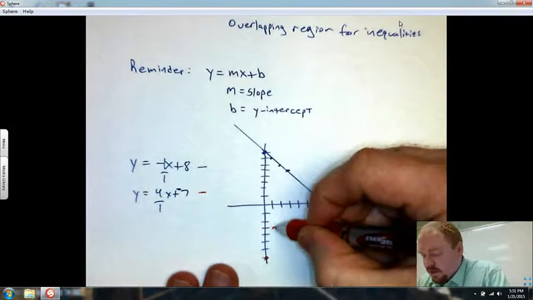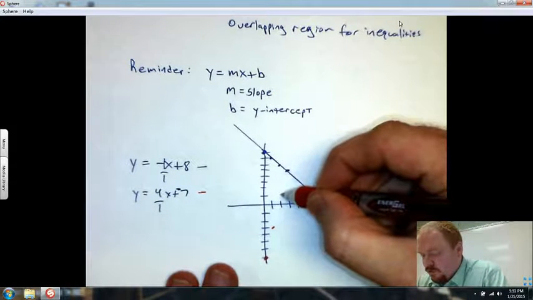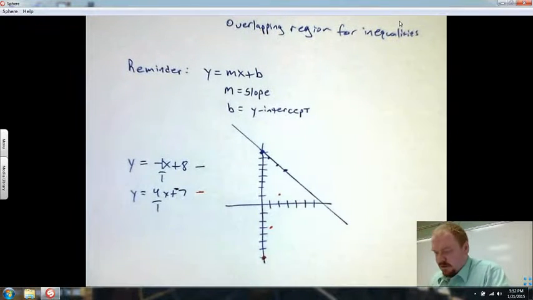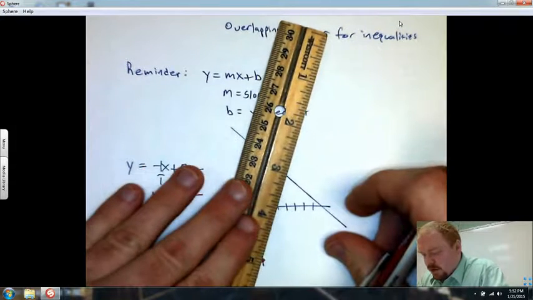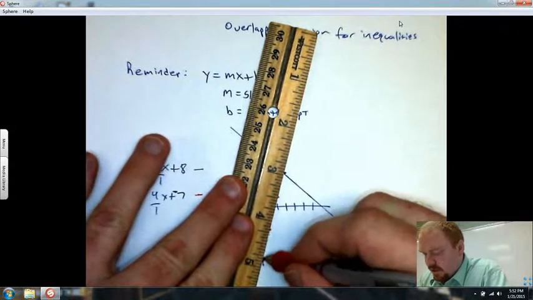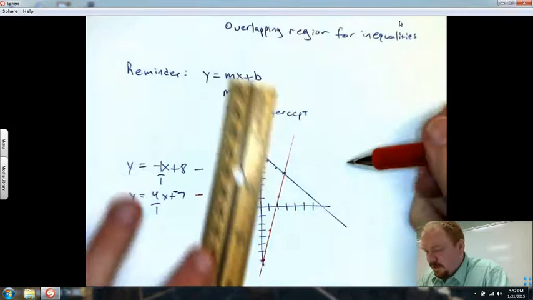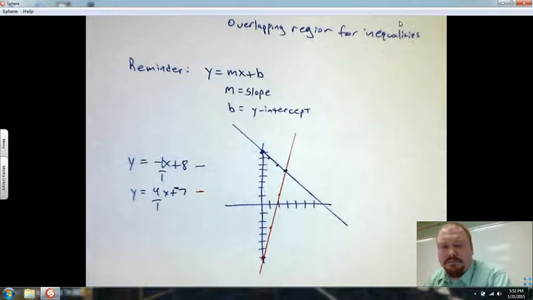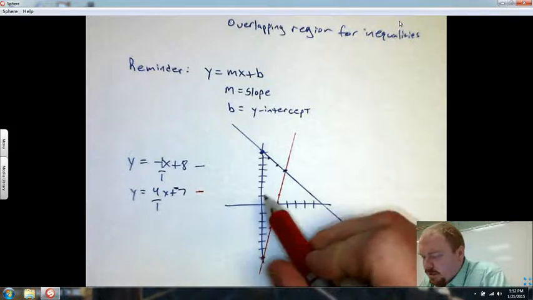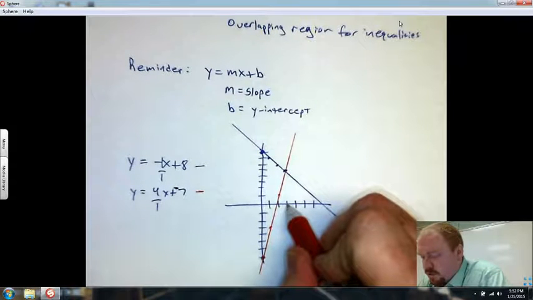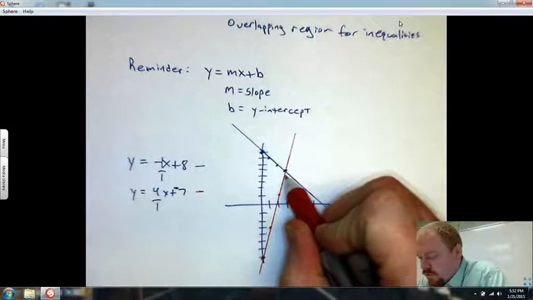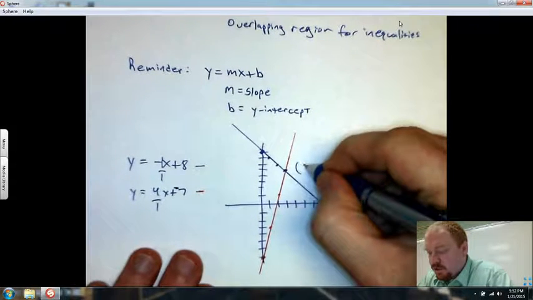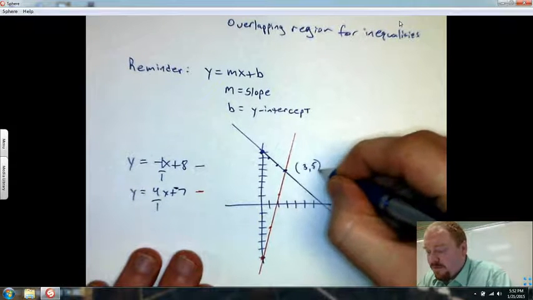I'm going to do it again. 1, 2, 3, 4, right 1. And do it yet again. Okay. Well, anyways, 3 points should be good enough. I'm just going to connect these. And now, what I'm looking for is, where do these two lines intersect? Okay? And it appears that these intersect at the point 3, 5. Okay? So it appears that they converge or intersect at the point 3, 5.